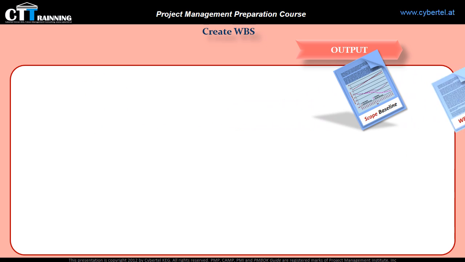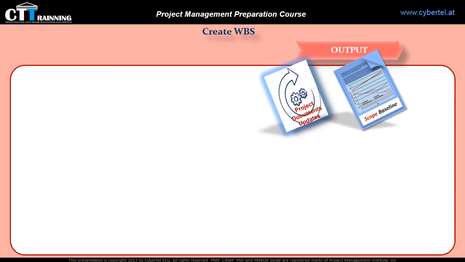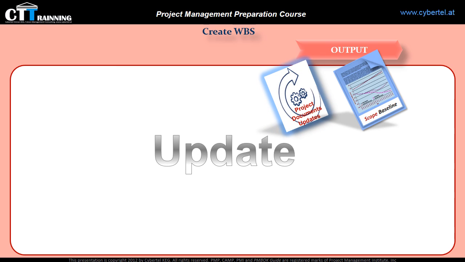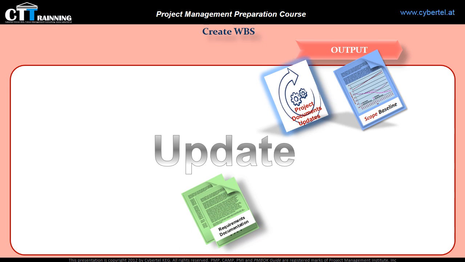The second output is project documents updates, which is an updating activity. Which documents should be updated after creating the WBS? The major one is the requirements documentation, because the WBS process may cause a change in the requirements, which should be approved and updated in the requirements documentation.